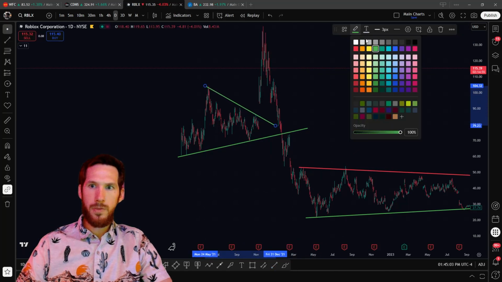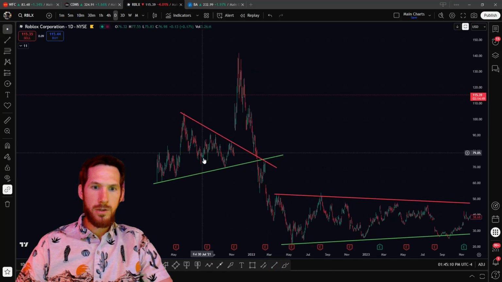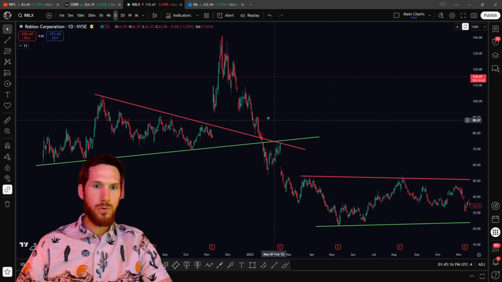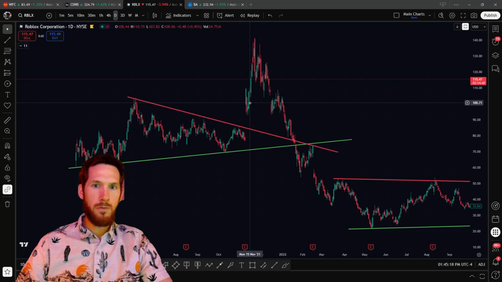So what's kind of cool about this, all right, so we had this pattern, right? This is a wedge pattern. So we have our resistance and we have our support level, and price eventually broke through, right? So it broke above, and then it traded back down here where it broke below. But what happens over here? We have a point on the chart where you have two intersecting levels.